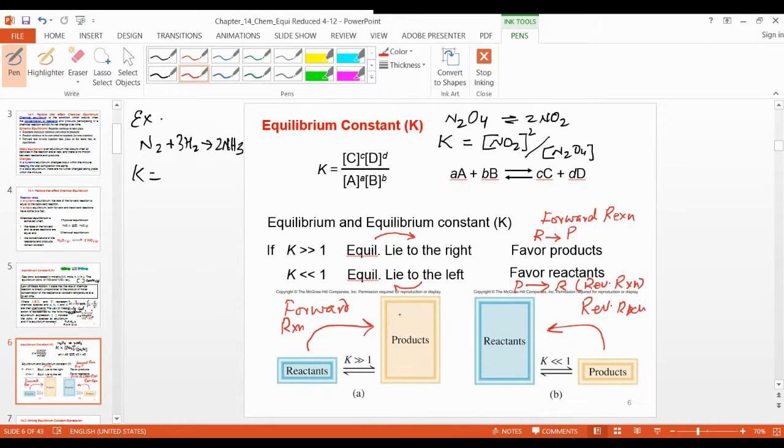Anything, any question please now? Hello other students, is it clear, the equilibrium? Yes. Forward and backward? Yes.